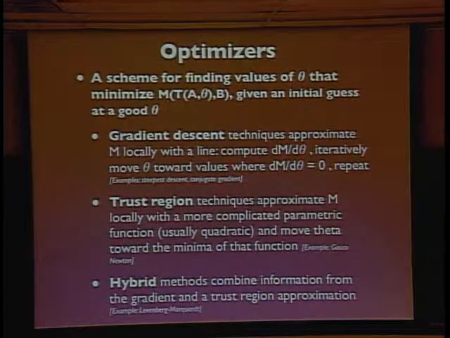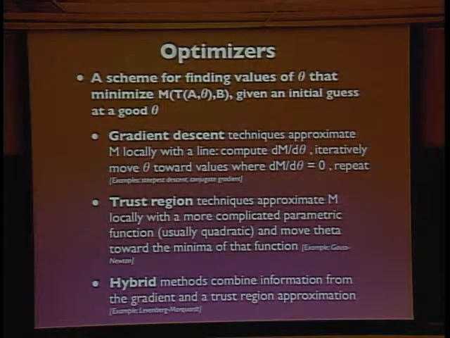Trust region techniques are a little bit more complicated in that you do a kind of higher order approximation of this metric function. So usually what you would do is approximate the metric locally by something like a quadratic curve, and then move the parameter values towards a minimum of that thing. And Gauss-Newton is your prototypical example of this kind of trust region method. And then hybrid methods do something that's in between.